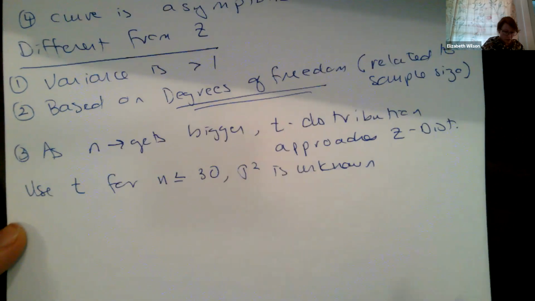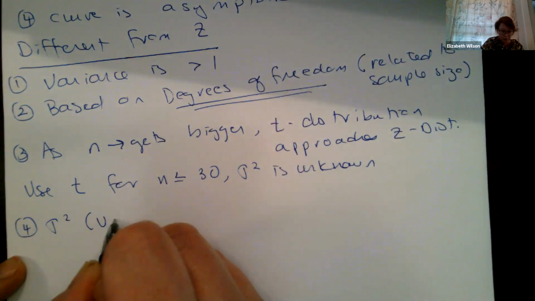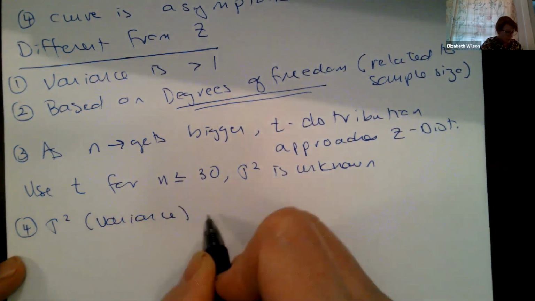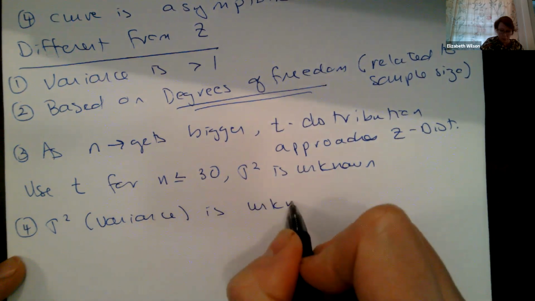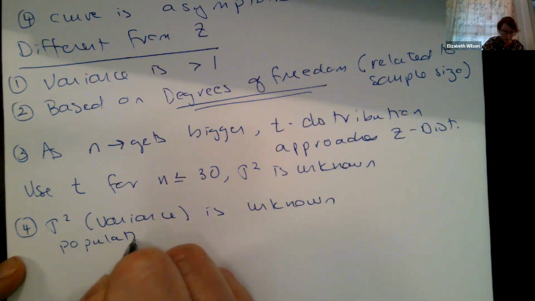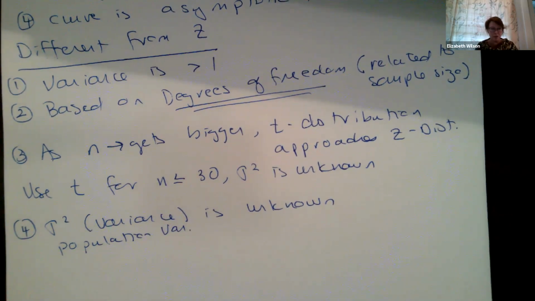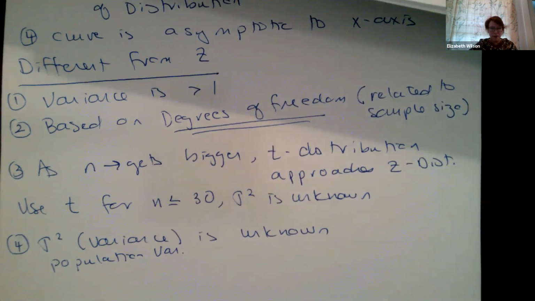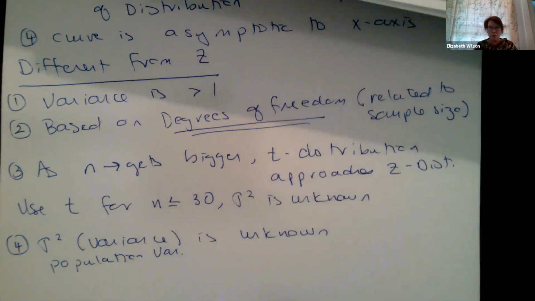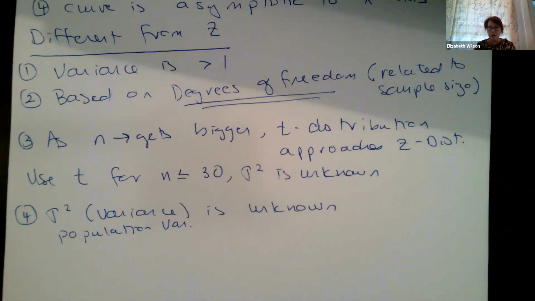So let's codify that last part. Sigma squared, our variance, is unknown. This is going to be our population variance. Remember how we were doing these examples before, and we had a case where we knew what the population mean was, but we didn't know the population variance, or rather we knew the population variance but not the mean. That's really unusual. We were doing that as an example, okay?